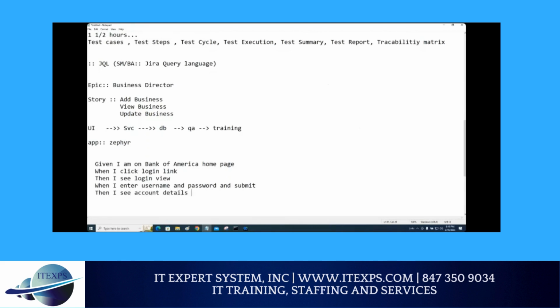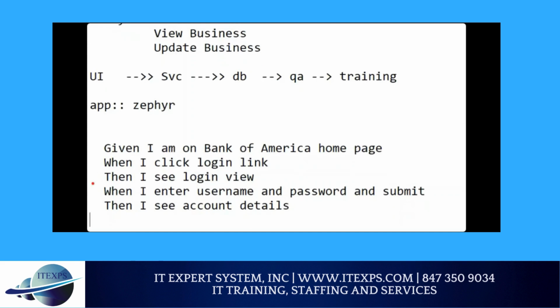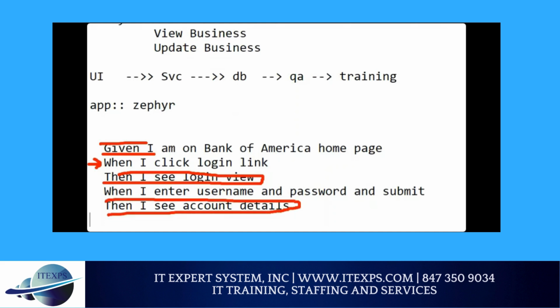Now you can see this is also beautiful English. Yes or no? There are 4 words you need to understand. That's all. Given is the condition. When is the action. And then is a reaction. Yes or no? So as a QA, you're focusing on these 2 items. As a BA, you need to know all.